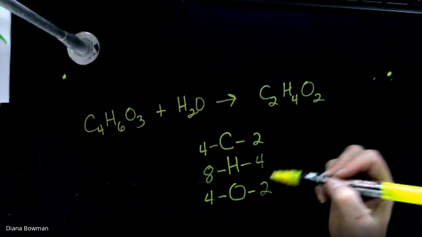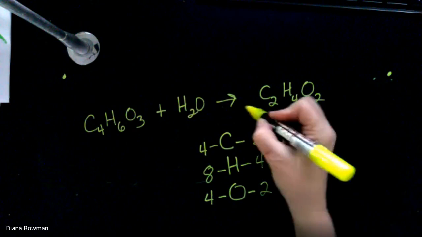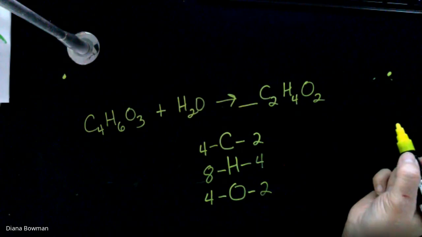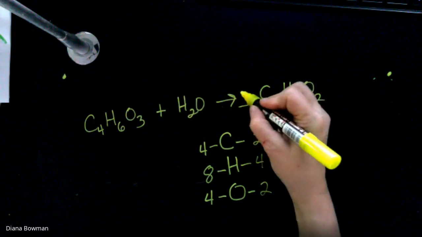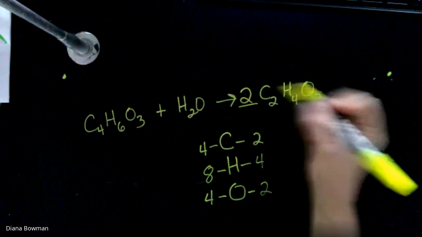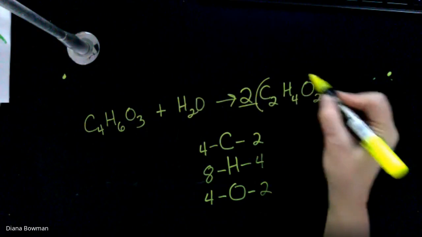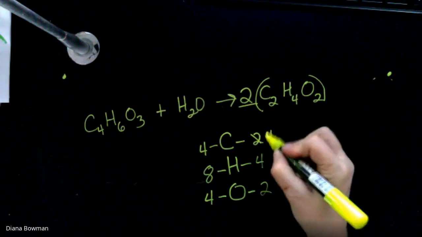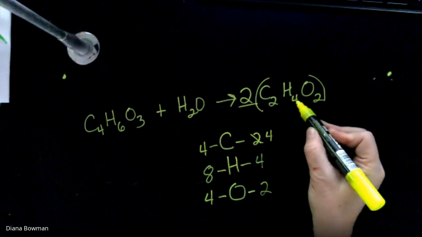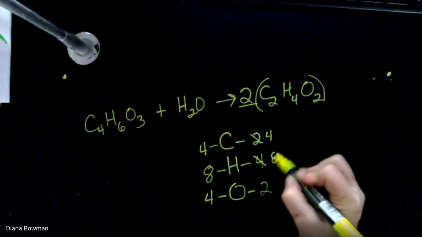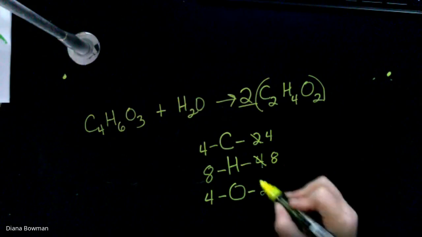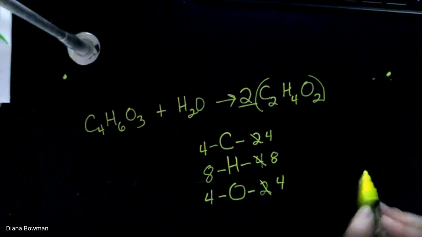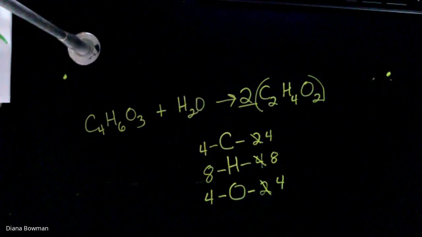Can you think of any coefficient that I could put right here that would balance everything in one fell swoop? I can. What if I put a 2 here? If I put a 2 there, that's going to be 2 times 2. That gives me 4. 2 times 4 gives me 8. And 2 times 2 gives me 4. Okay? And there it is, balanced. Got it done.